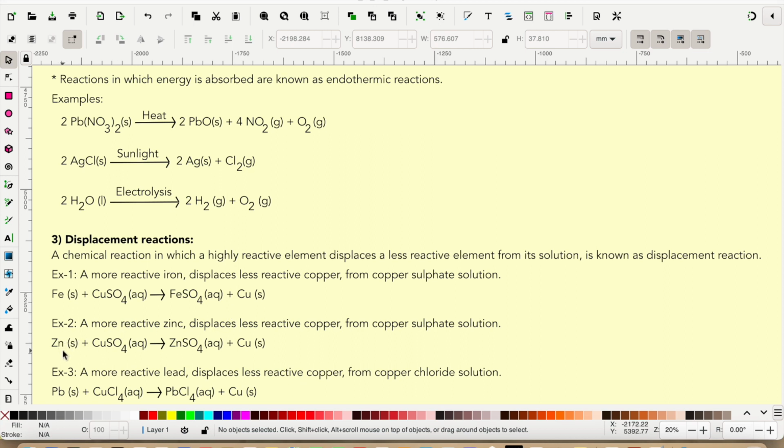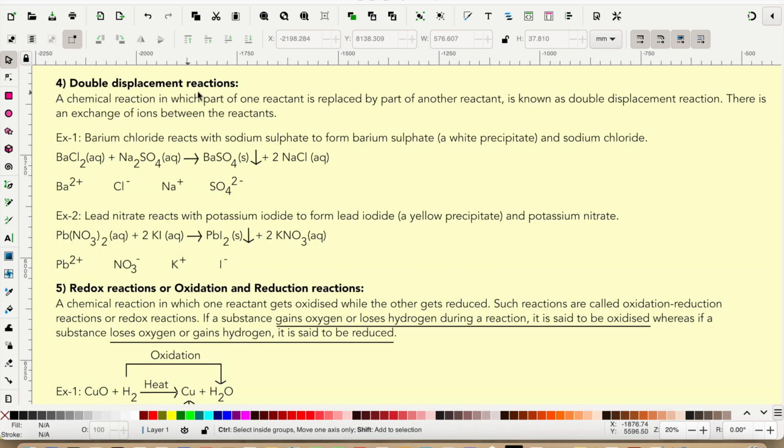Similarly, zinc, which is more reactive than copper, displaces copper in copper sulfate solution. In the same way, lead, which is more reactive than copper, displaces copper from copper chloride solution. Next is double displacement reactions.